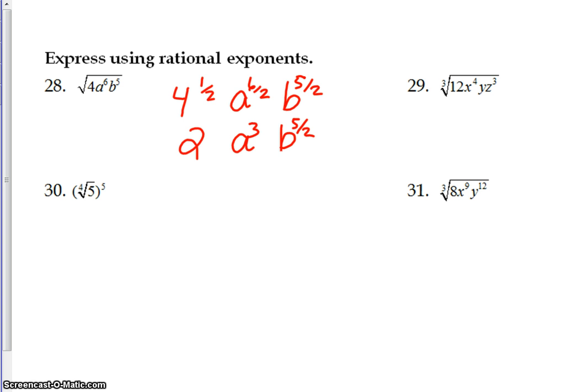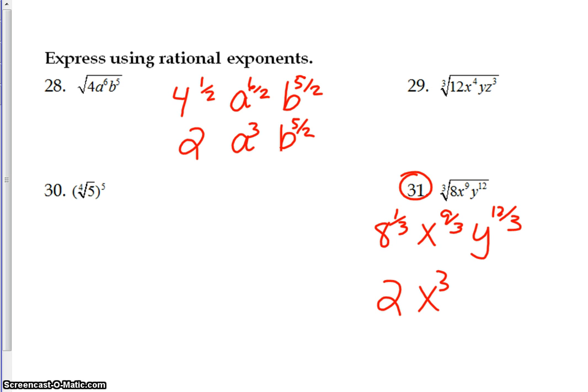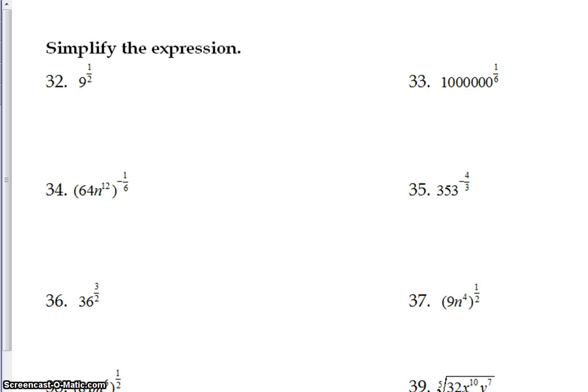This type of problem is much better for problem 31, where you have 8 to the 1/3, x to the 9/3, and y to the 12/3. Now it makes sense. Well, this 8 to the 1/3, the cube root of 8 is 2. X to the 9/3, excuse me, would be x to the 3rd. Y to the 12/3 would be y to the 4th. So this is one of those points where it really helps you to say, oh yeah, I can see why you'd ask me to put it in those terms. All right, so let's do some more of these. Now we're just simplifying.